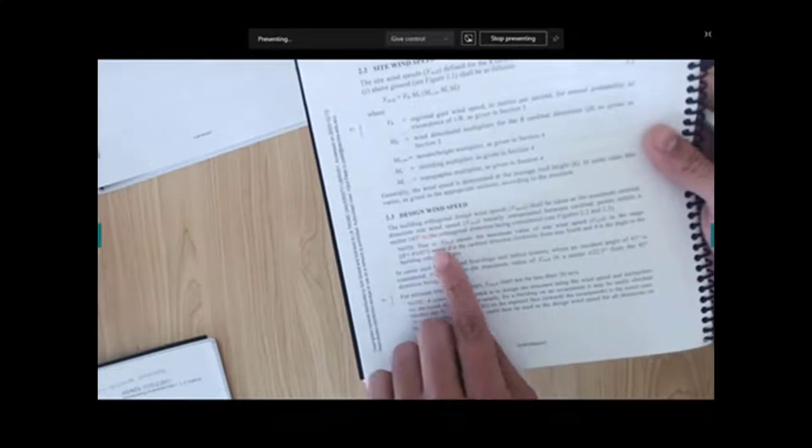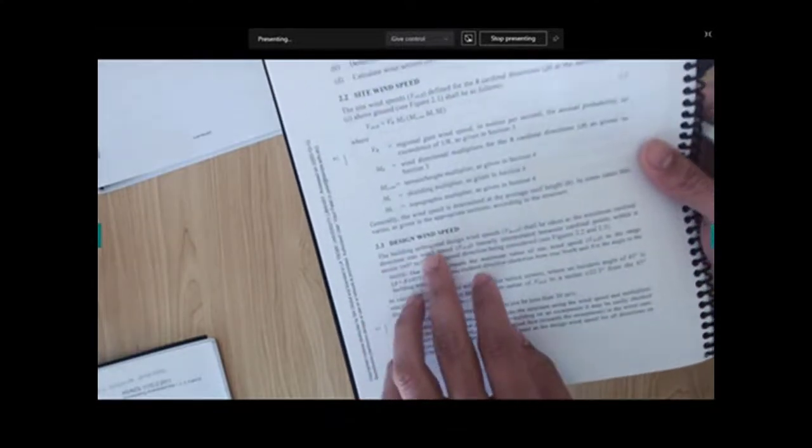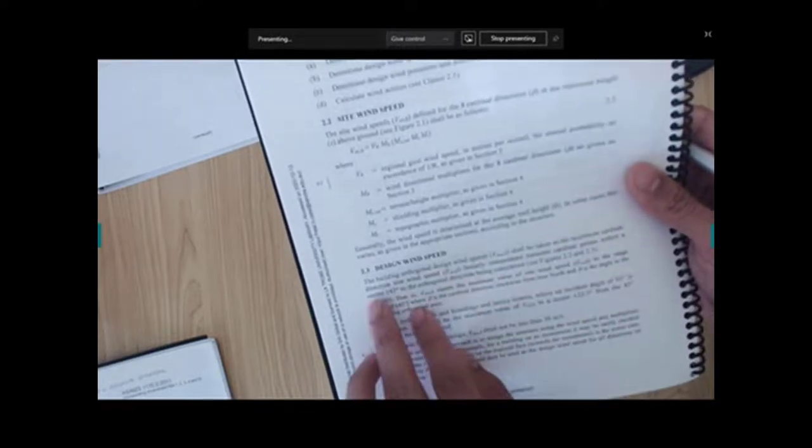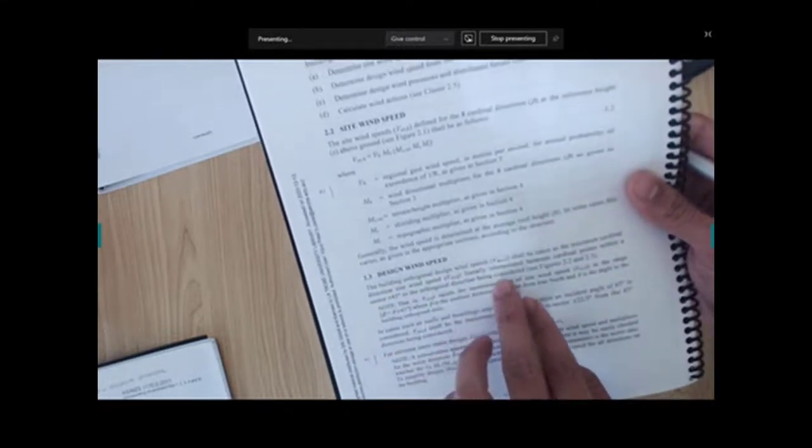Now there is very informative guidance given to us for the design wind speed. Look, MD, this one here. When you have this design wind speed, it says that the building orthogonal design wind speed shall be taken as the maximum cardinal direction wind speed linearly interpolated between the cardinal points within the sector of 45 degrees orthogonal direction considered, and this is the figure.